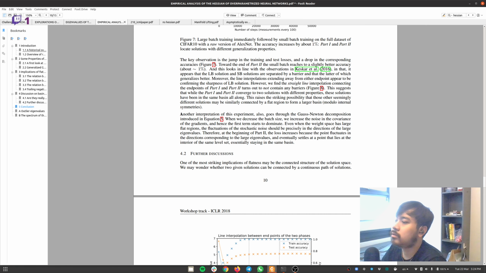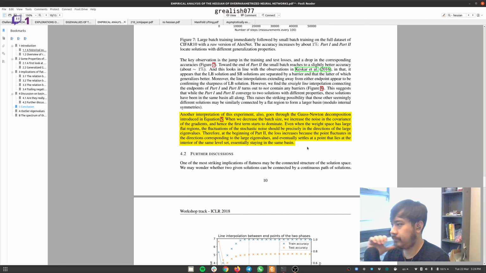Ah. Wow. This is some insight. So when we have a large batch size, we have smaller noise, but then when we switch to smaller batch size, we have larger noise, and so the covariance is gonna jump, and then the training will have to adapt to those directions, causing it to go somewhere else, but then eventually it goes to the same level set, same basin.